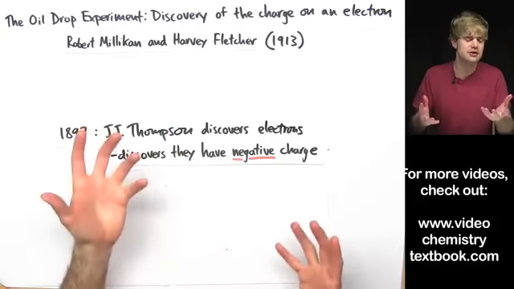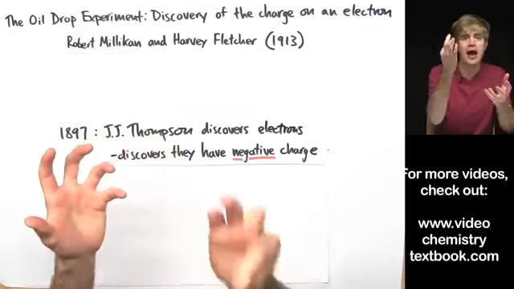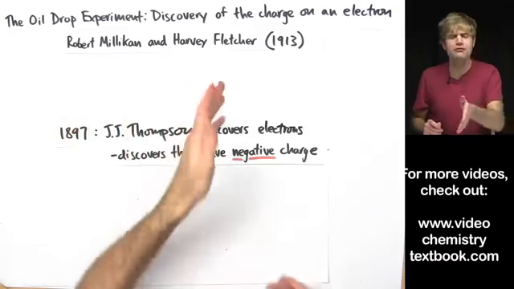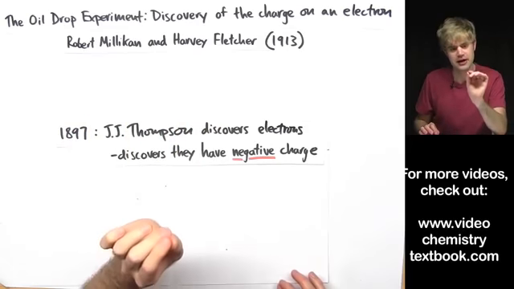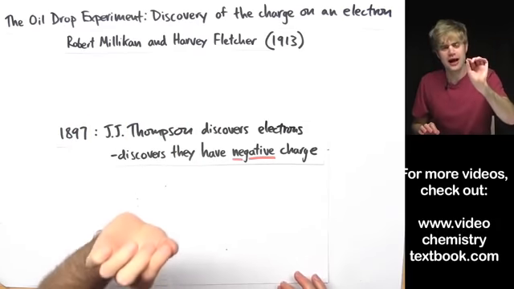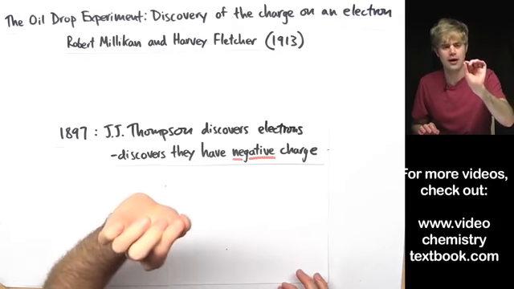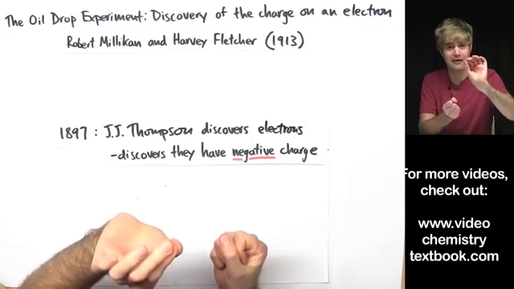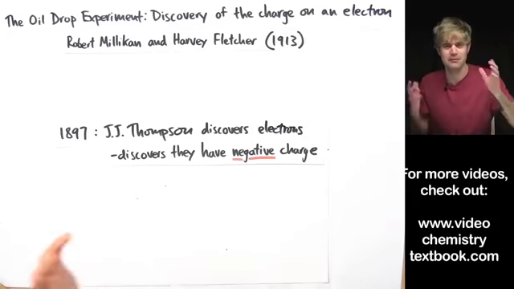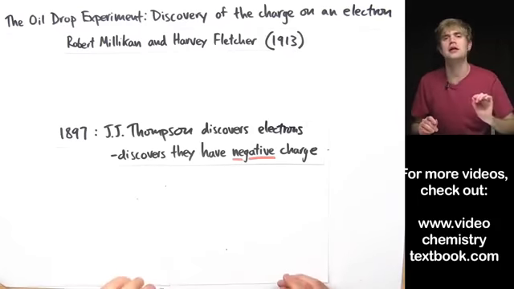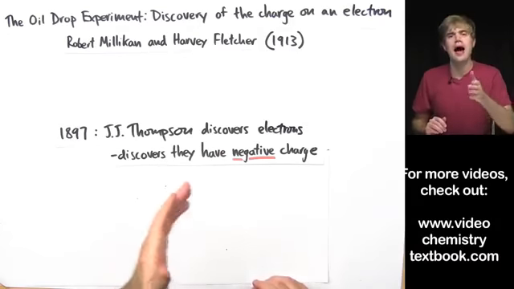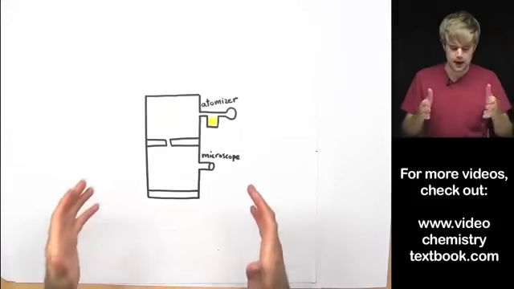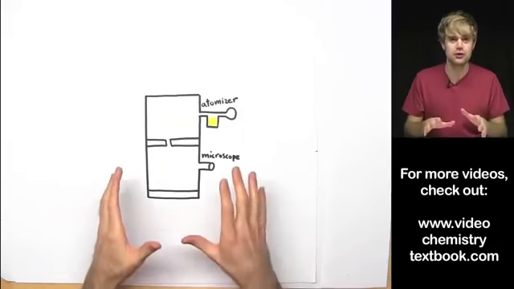This was a tricky thing to do, though, because you can't just take an atom and pull out an electron and measure its charge. So what Millikan and Fletcher had to do is use a really clever technique. They used tiny drops of oil and balanced them floating in midair by using gravity and electricity. And believe it or not, using this technique, they were able to determine how much charge each electron had. Let's talk about how.